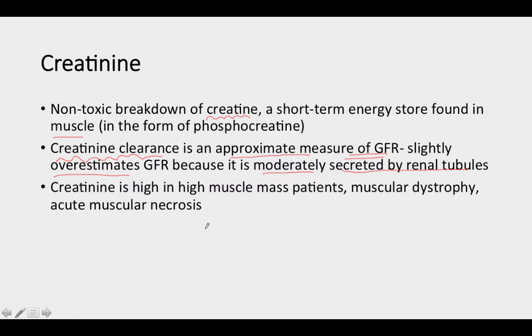Now, the other problem with creatinine is that it is high in high muscle mass patients, patients with muscular dystrophy and acute muscular necrosis. And in fact, I was in ICU last week and I was asked why it would be low in some patients. One of the patients we saw was cachexic. He was weighing 37 kilograms. So in these sort of patients, they have less muscle mass, so their creatinine's low. And the other one was a quadriplegic. So in this patient group, the creatinine is also low, and hence not really reflective of the glomerular filtration rate.